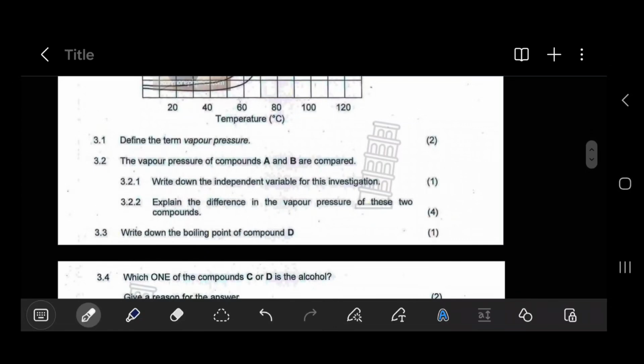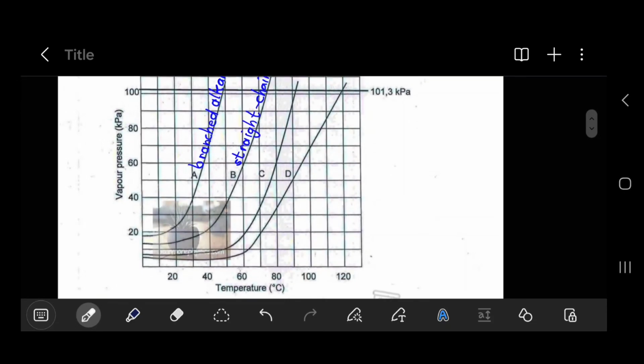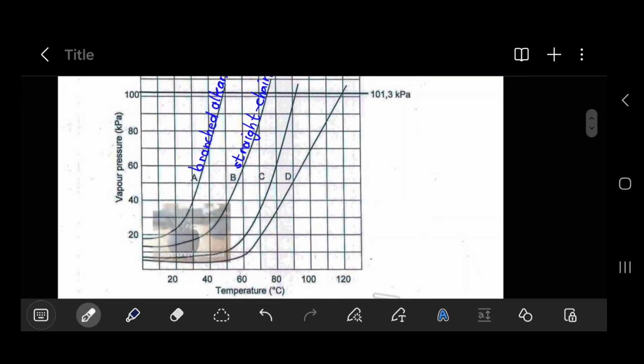Now 3.3 says write down the boiling point of compound D. So where are we going to find the boiling point of compound D? Remember your definition for boiling point. It's the temperature at which the vapor pressure is equal to the atmospheric pressure. So here's our atmospheric pressure, which is 101.3 kilopascals. And all we have to see is exactly where the graph of D intersects that line. Now, it is not exactly at 120. It's a little before that. So here's 120. It's slightly before that. So I would say 119 degrees Celsius.